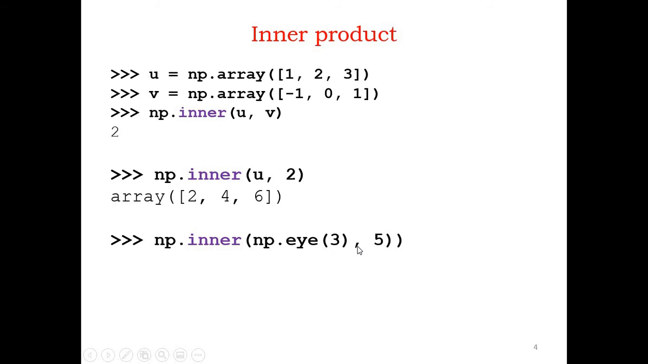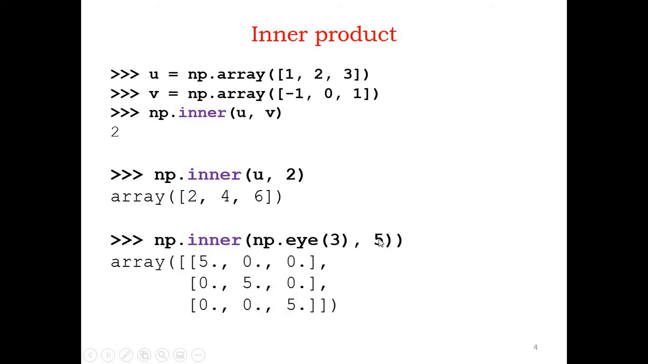So now you take the inner product with 5. 5 is the scalar. So what it will do is multiply all the elements with 5. So 5, 5, 5, and all the elements are 0. This way you can manipulate and create very many different kinds of arrays and matrices.